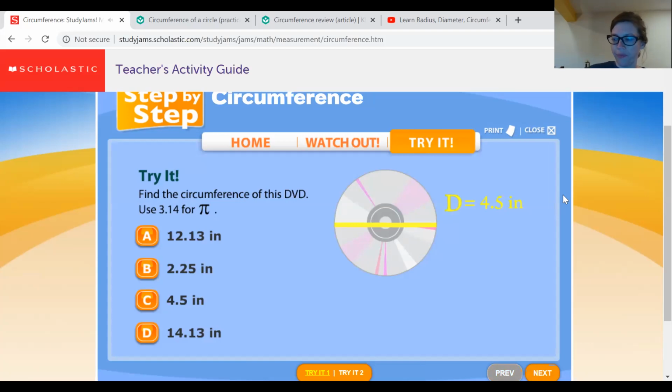All right, so this is a problem that we're going to try. As you can see, our DVD, the diameter, it tells us, is equal to 4.5 inches. We just learned that in order to find circumference, we can multiply pi, or 3.14, times the diameter.